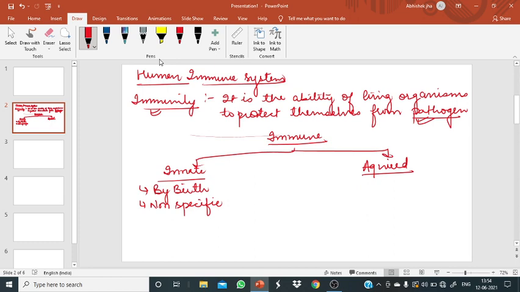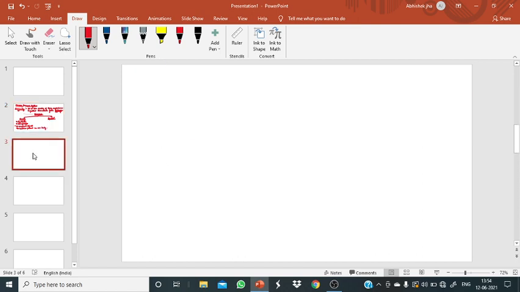What is innate immunity? Innate immunity comprises all the barriers present in our body. So, what are those barriers? We will discuss them one by one. First, that is the physical barrier.